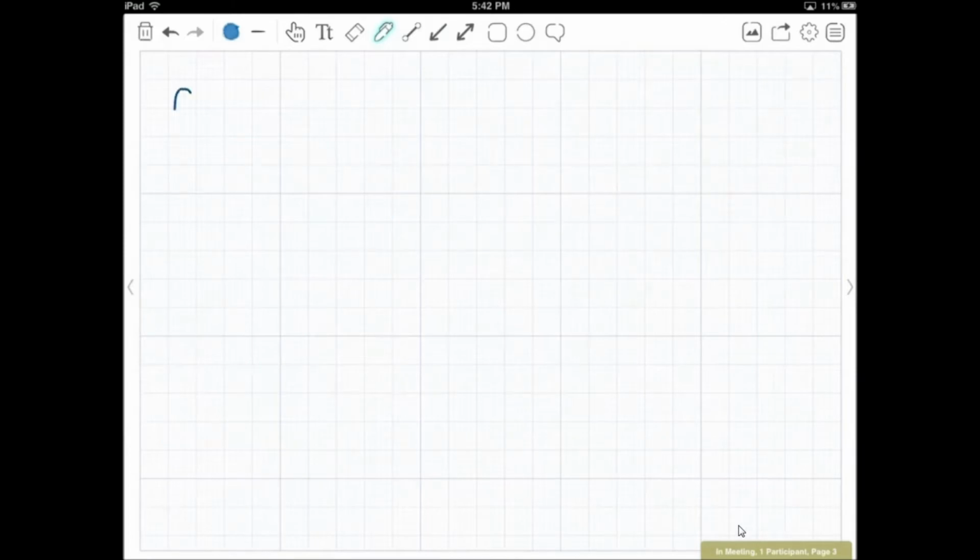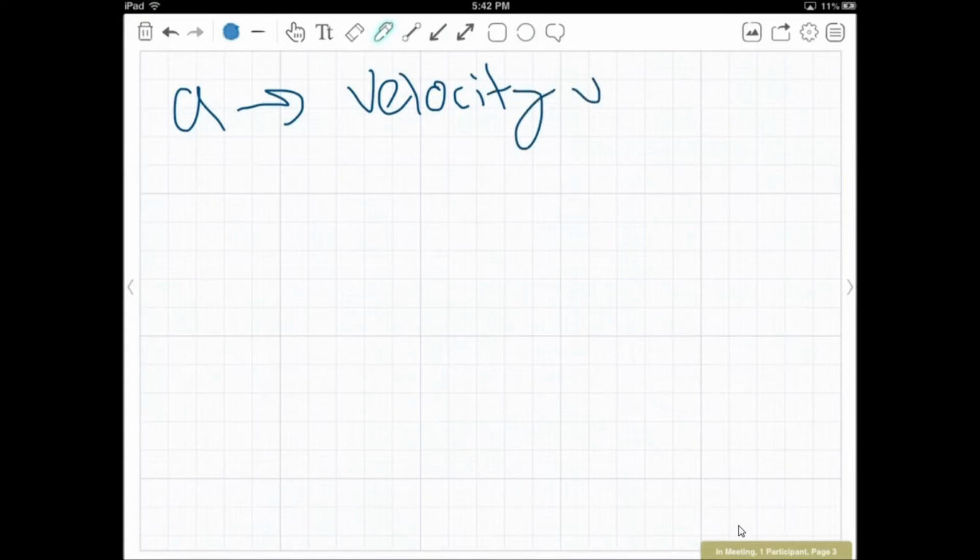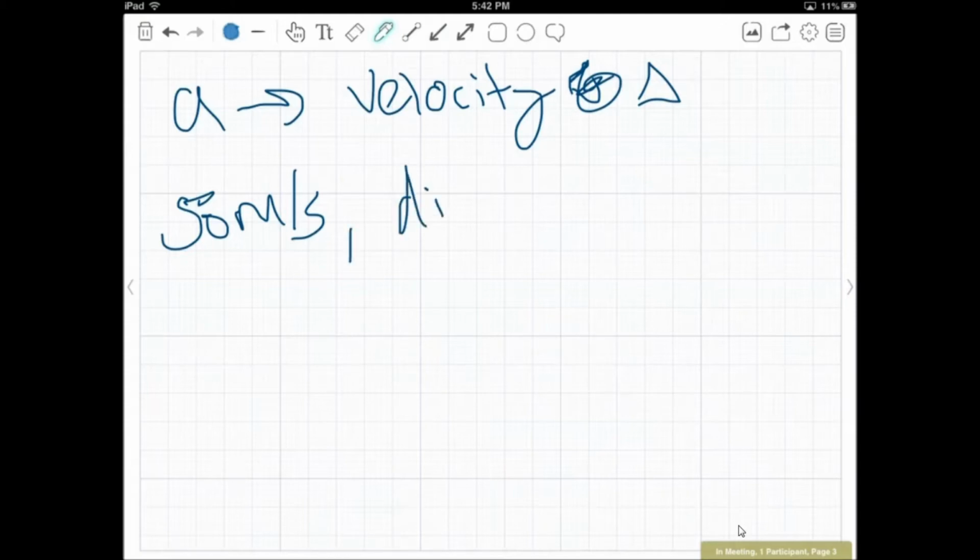we know an acceleration happens when your velocity changes. Even though the magnitude of the velocity is constant, so if we're moving at 50 meters per second, for example, through this circle the whole time, it stays at 50 meters per second, my velocity changes because the direction changes.